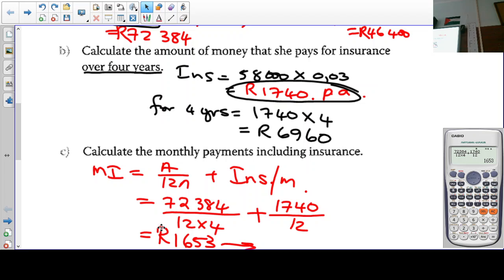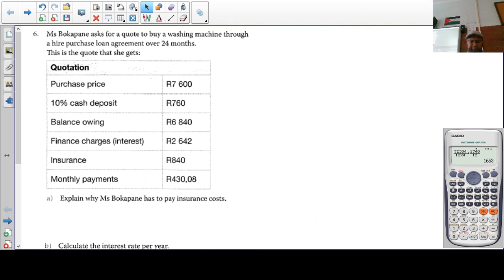So this is the last one quickly. What's number 6? I'm going to pause the video. Okay, so now we're looking at number 6. So in number 6 we are told that Miss Pakapani, is that right? Pokopan. No. Pokapan.